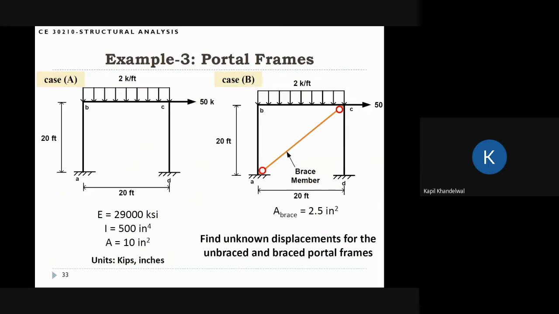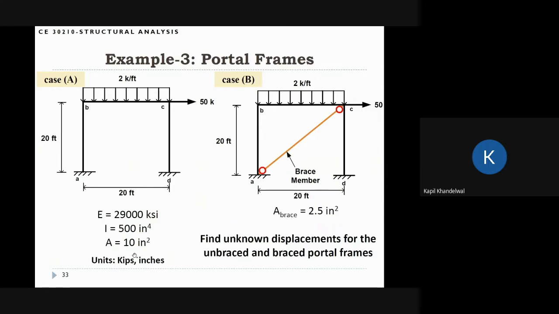Now, this is the last example for this session. In this example, we are going to look at portal frames. And so what's going to happen, we are going to analyze two types of frames. You can see on the right side, this is case A, where we have a frame. It's a single bay frame. So there are 2 column members, 1 beam member, and there's a lateral load acting. 50 kips are acting at C, and there is also some distributed load acting on this beam member BC.